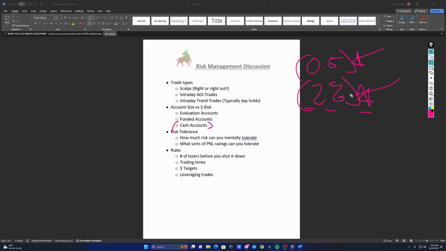It doesn't matter if it's a good trade, bad trade, whatever it is. Just stick to no more than 2%. Now we go down to risk tolerance. This is going to be different for a lot of people. How much risk can you mentally tolerate?